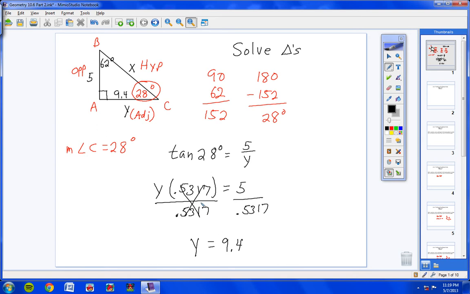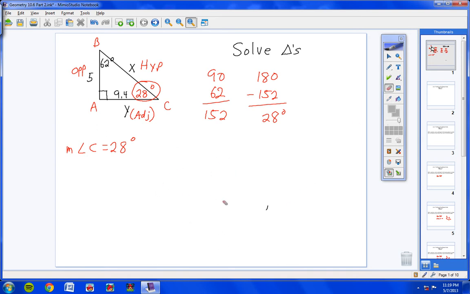Now you're welcome to use, students, another trig ratio if you want. For me, look, come on, don't miss this, guys. I know two sides of the triangle. I'm going to circle them for you. Here's one side, and here's the other side. So why not use Pythagorean's theorem? Leg squared plus leg squared equals hypotenuse squared. All right? So one leg is 5, that's 5 squared. The other leg is 9.4, so 9.4 squared, and your hypotenuse is hypotenuse squared.